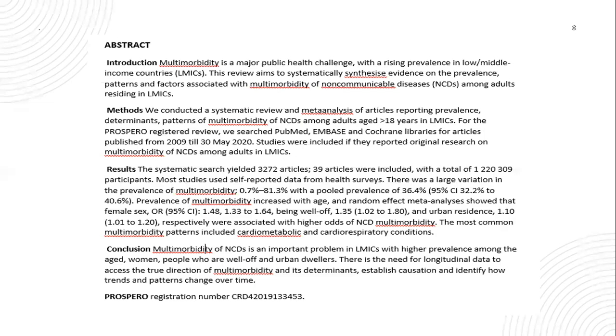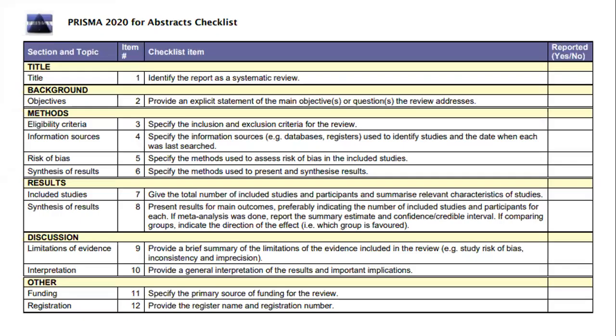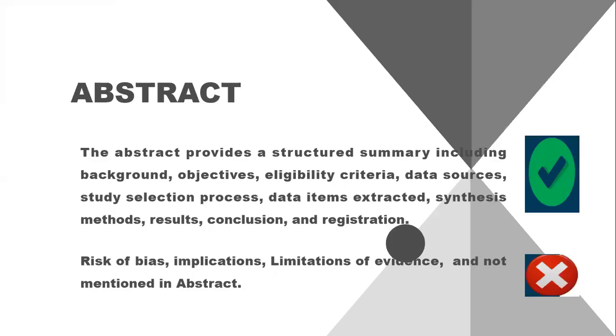First, then we move on to the abstract. In the abstract, we see the background, objective, method, results, discussion, and others. The abstract of this systematic review provides a structured summary including background, objective, eligibility criteria, data sources, study selection process, data items extracted, synthesis methods, results, conclusion, and registration. Risk of bias, implications, and limitations of evidence are not mentioned in this abstract.